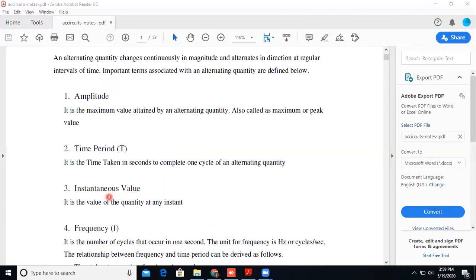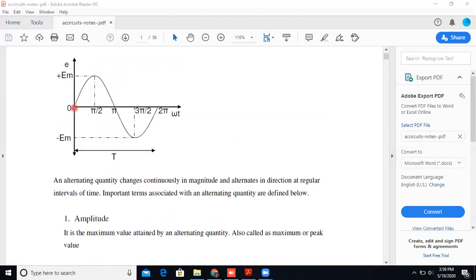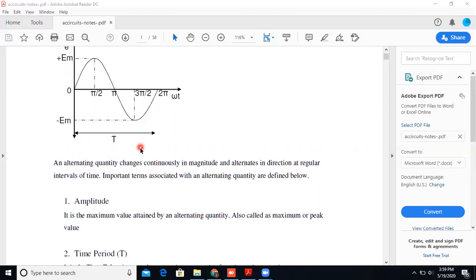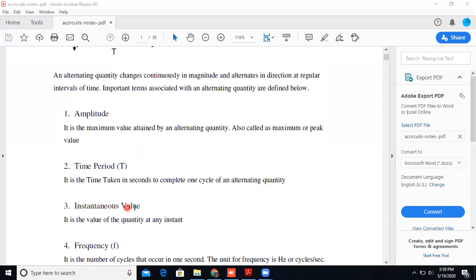Next is instantaneous value. It is the value of a quantity at any instant. See here, let us see the intervals 0, pi by 2, pi, 3 pi by 2, and 2 pi. At 0, the E value is 0. At pi by 2, the value is maximum, Em voltage, and at pi, it is 0. Like that, at each and every instant, we are going to have different voltage values or parameter values. So that is what is called the instantaneous value.